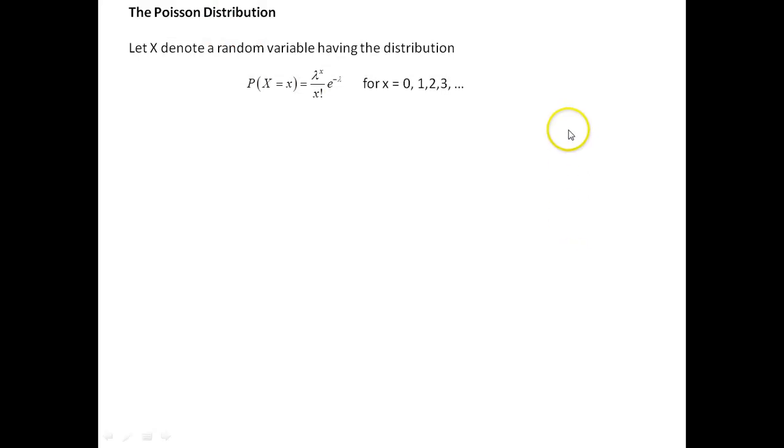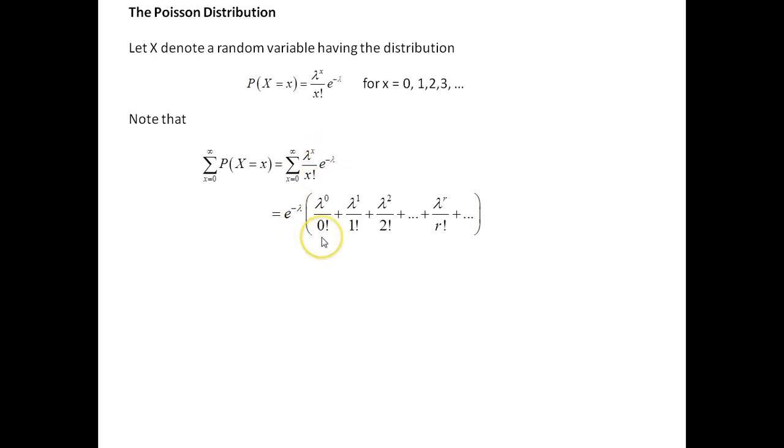Let X denote a random variable having the distribution where the probability of X equal to little x is lambda to the power x over x factorial times e to the minus lambda, for x being 0, 1, 2, 3 and so on. Then if we add up all these probabilities, from 0 to infinity, what do we have?